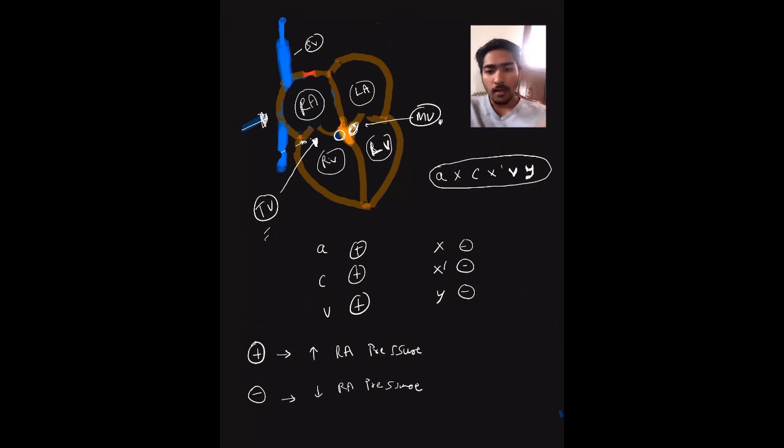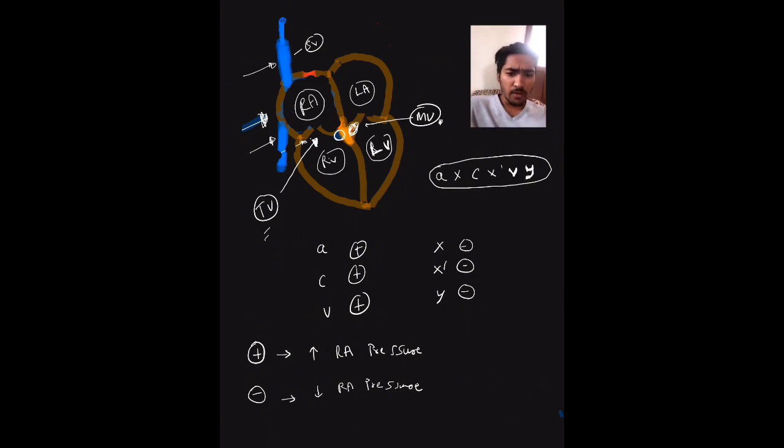You can see here there are two large veins, that is your superior vena cava and inferior vena cava, that bring blood from peripheries to your right atrium. So this is the basic anatomy of the heart. Now coming to the topic proper, jugular venous pressure.